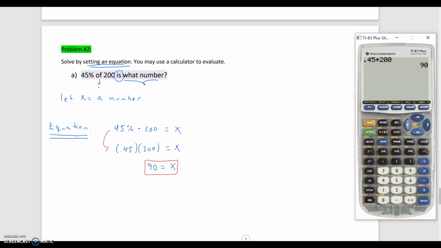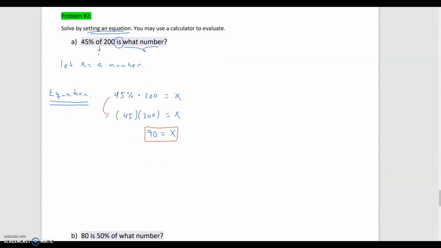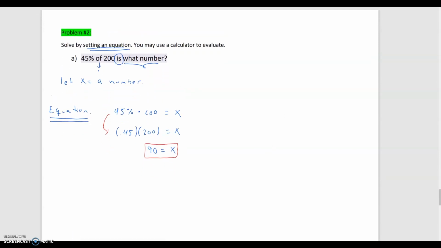Let me just double check the answer. 0.45 times 200 is 90. Since it's technically a word problem, a sentence is required. So in this case, we could say that 45% of 200 is 90. And that's it for this one. The main instruction is to provide an equation, and that's achieved in this step. That's it for this problem.